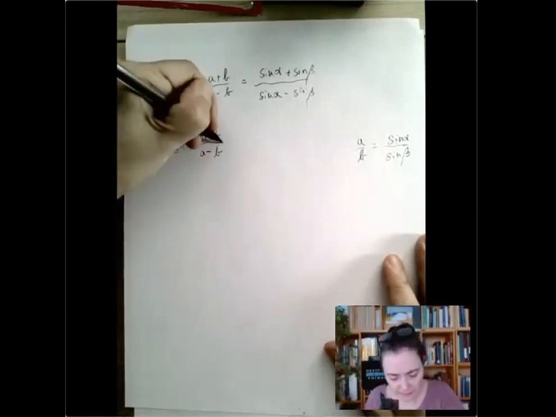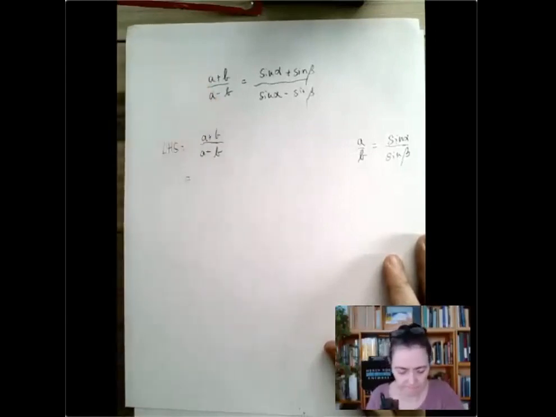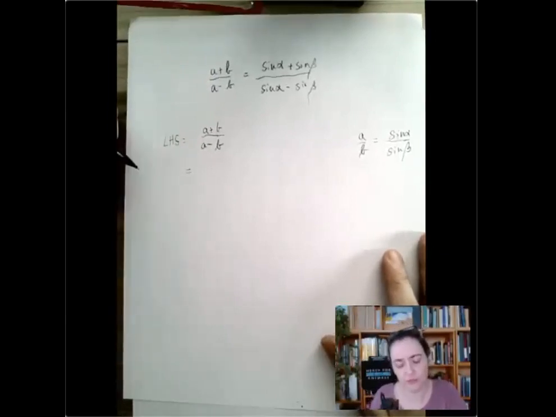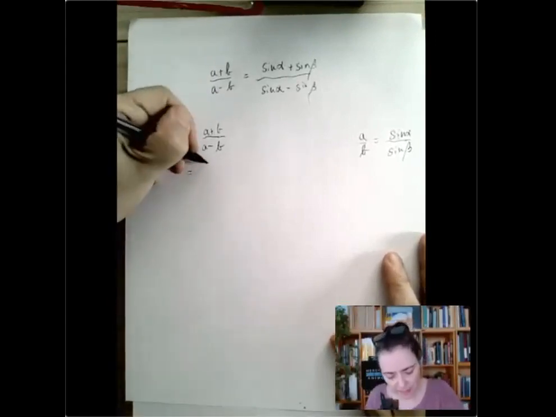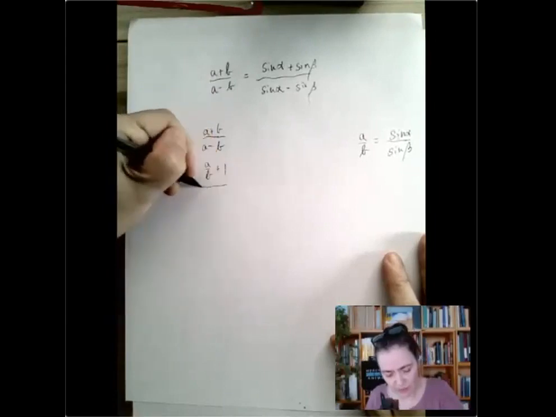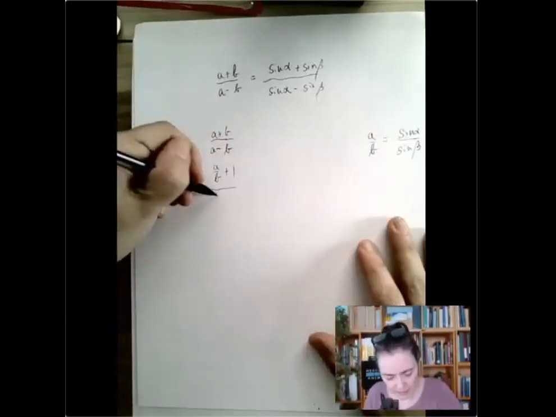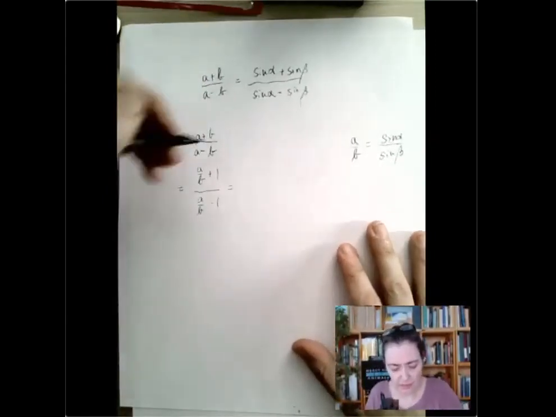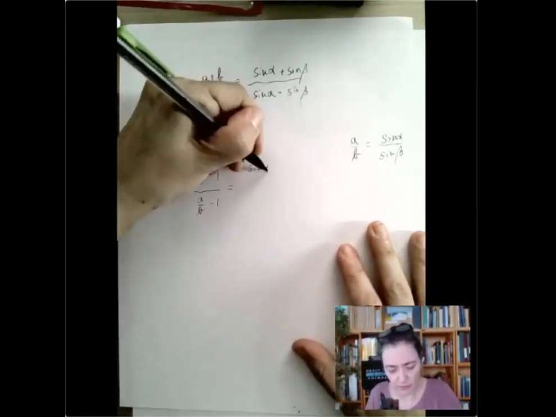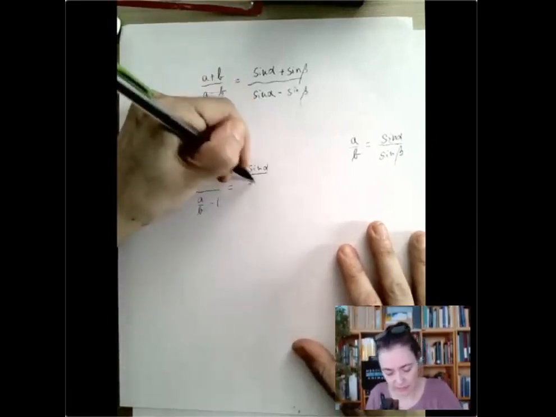And then, well, there are several things that we can do. I guess one thing we can do is divide upstairs and downstairs by B. And then we get A over B plus 1 divided by A over B minus 1. And then we can switch from A over B to sine alpha over sine beta.